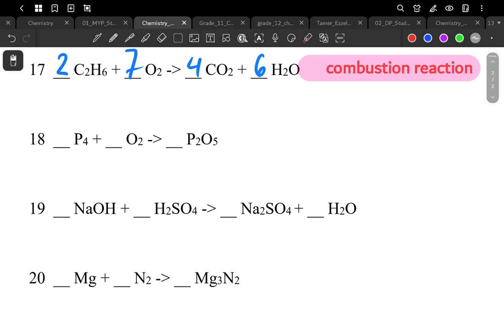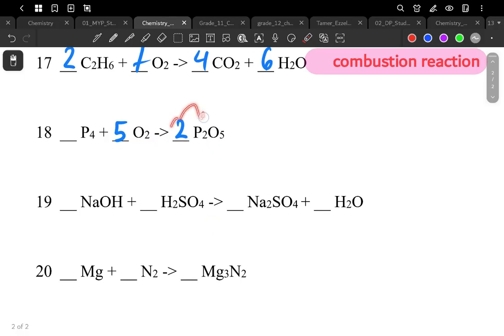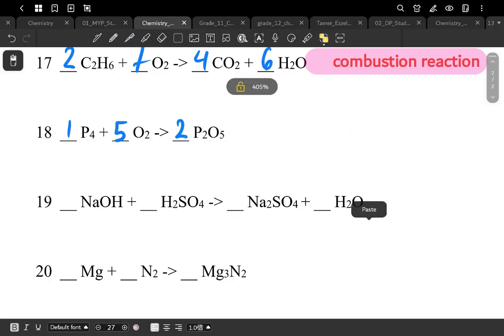Phosphorus reacts with oxygen to produce diphosphorus pentoxide. So first of all, the oxygen here is an even number and here is an odd number, so I'm going to do the opposite. I'm going to put 5 here and 2 here. Why? To reach the lowest common multiple, which is 10. And now the equation is balanced because 2 multiplied by P2 is 4 P, 4 phosphorus atoms, so it is balanced now. This, guys, is another example of a combination or synthesis reaction.